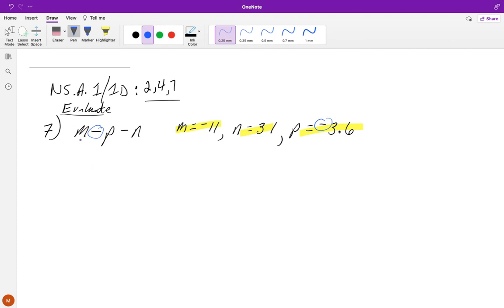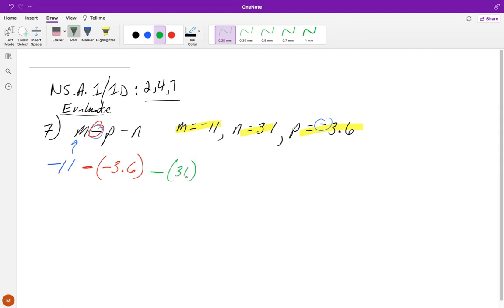So our first letter m is negative 11, so I will substitute negative 11 in for m. And now it is minus our p, which we know is negative 3.6. And then it's also going to be minus our n, which in this case is just 31, a positive. So now we're going to go through and simplify this. Well, it is negative 11. We know when we minus a negative or we're taking the opposite of the opposite, that they cancel each other out. So it's going to be plus 3.6, and then it's just going to be minus 31.